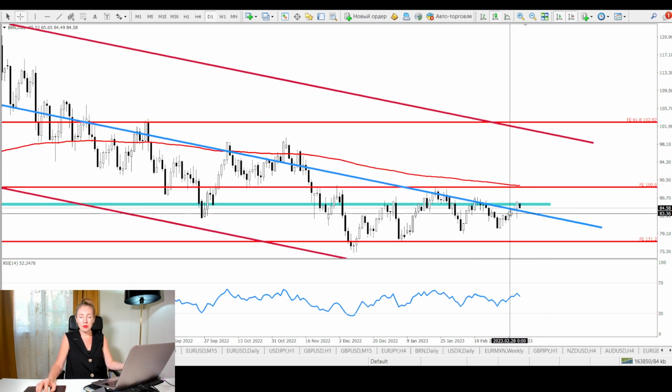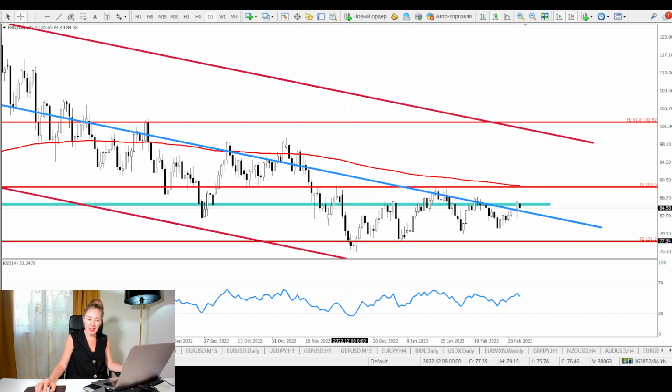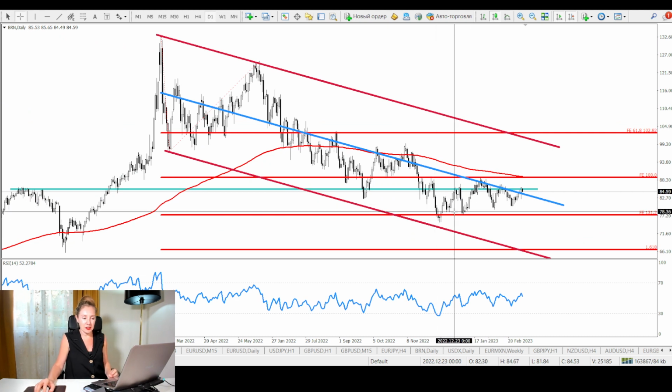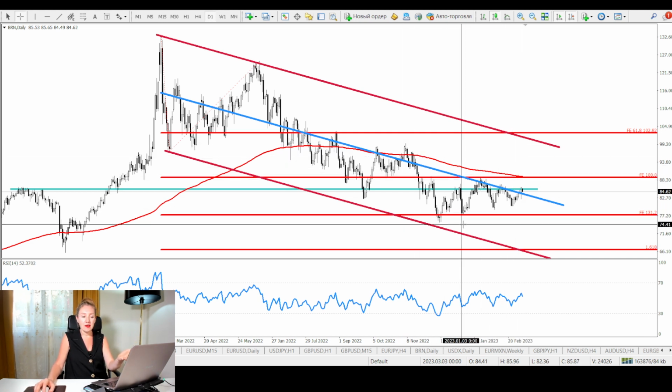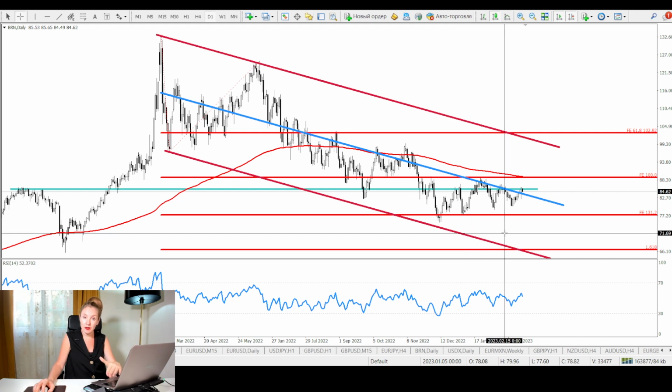But what's up right now? I can tell you that since December 2022, the price is going to the right side. It's just going to the right side. Nothing else. So is this a flat? Yes, it is. You can see that every new maximum is not higher than the previous one, and every new minimum is not lower than the previous one.